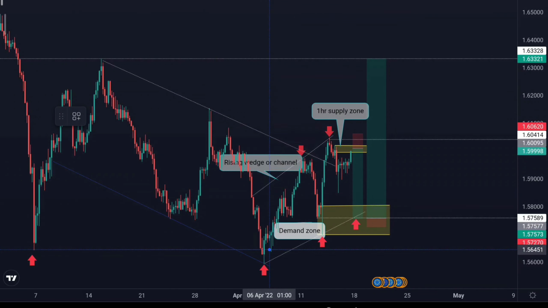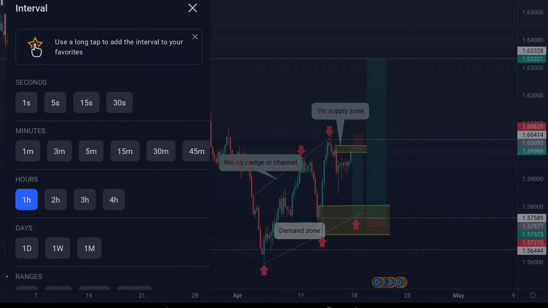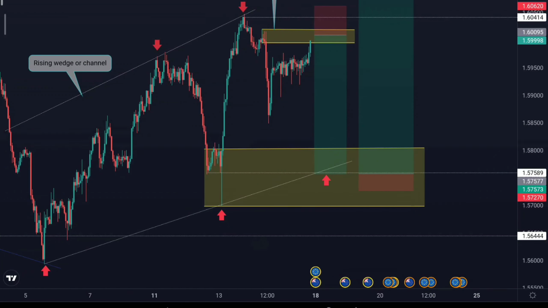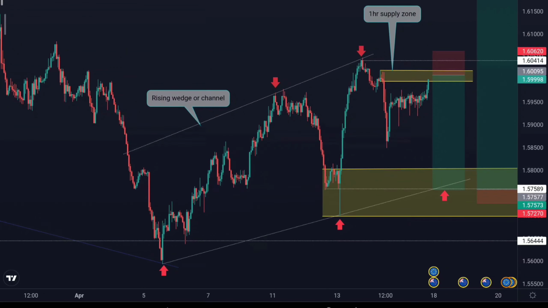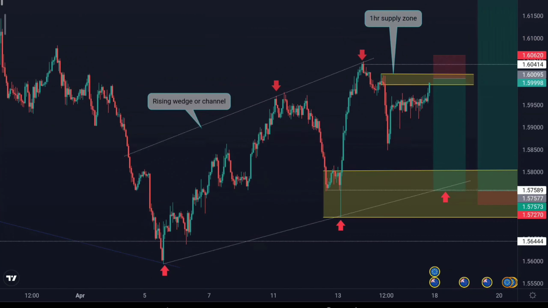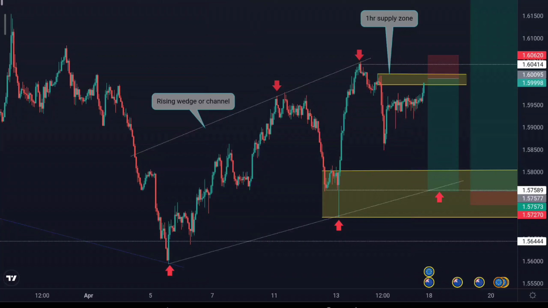And upon removing this one and jumping more to the lower time frame of 1 hour, which is our entry time frame, we could see that the price has managed to create another channel, or some can term it as a wedge, but either way.